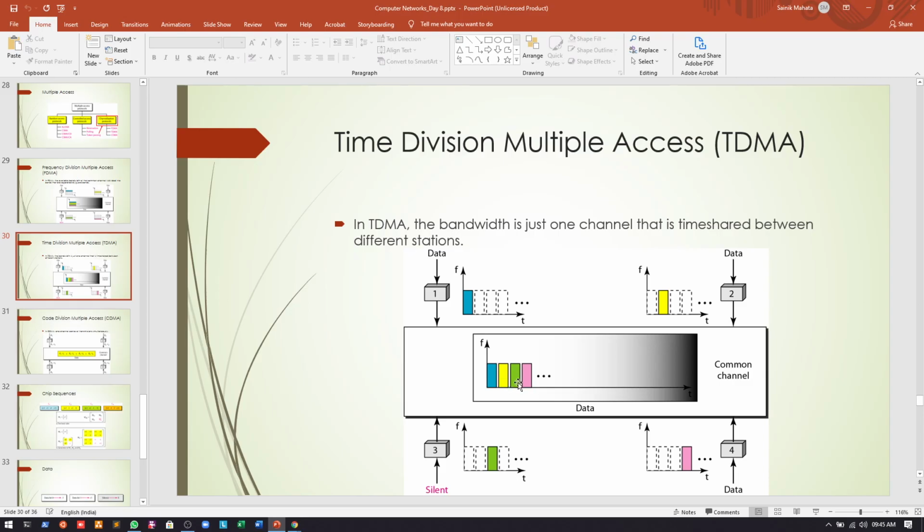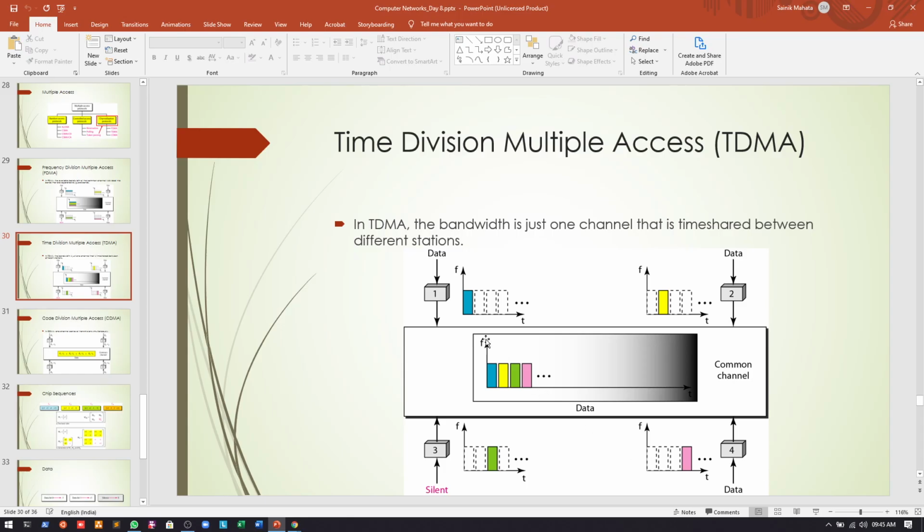Again, if there are four stations that need to send data using this protocol, for station 1 we have denoted the first time slot, that is the blue one. For the second station we have denoted the second time slot, that is the yellow one. For the third station, the third time slot, the green one. And lastly for the fourth station, the fourth time slot, that is the pink one.